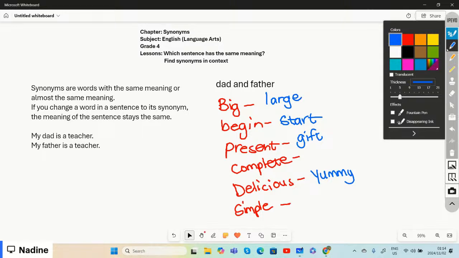We can say something when something is complete. We can either say it is done, or another word for done is finish. If something is simple, we can also say it was easy. Like that test was so easy. Those things were so simple.